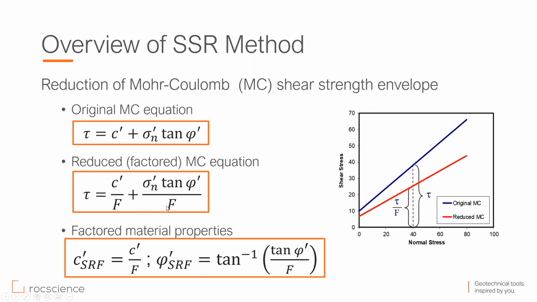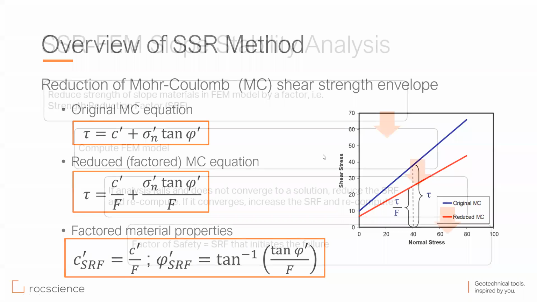So what happens here is, let's say you have the Mohr-Coulomb shear envelope. You use a factor, a number, to reduce this shear envelope. To do this, you need to reduce c and phi, or the soil parameters. So reducing c and phi is going to cause the reduction of the Mohr-Coulomb shear envelope. This is the basic concept of SSR.